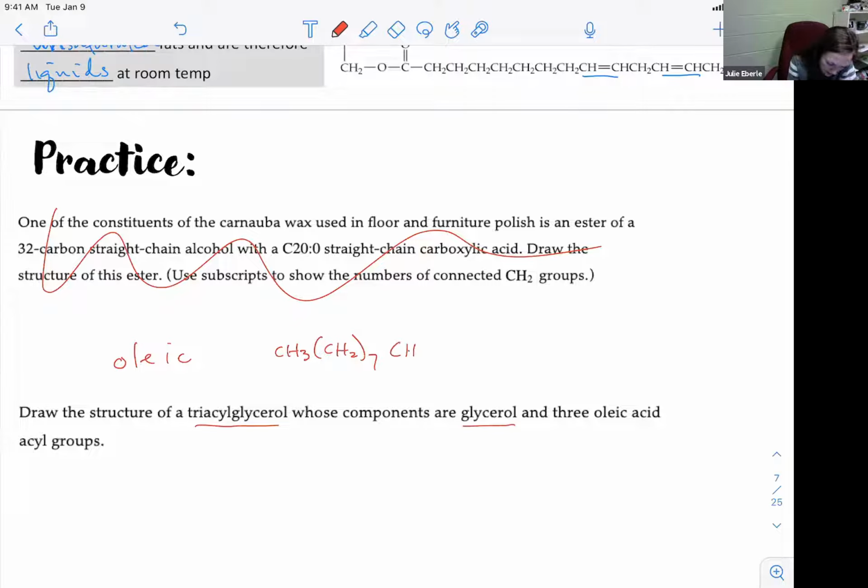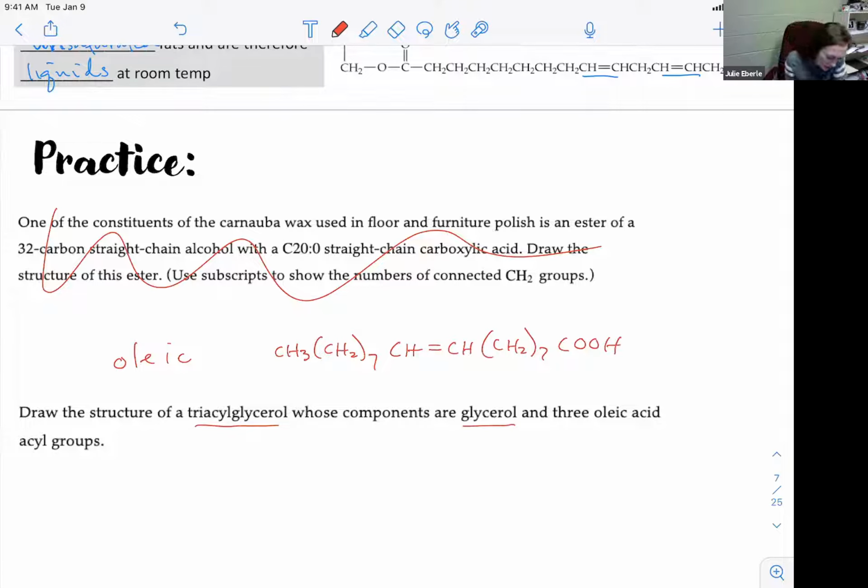Then we got a CH double bond CH. Then we had 7 more, right? CH2, 7 more of those, and then COOH. Okay, this is oleic acid. So I want to draw the structure of a triacylglycerol whose components are glycerol and 3 oleic acid acyl groups.